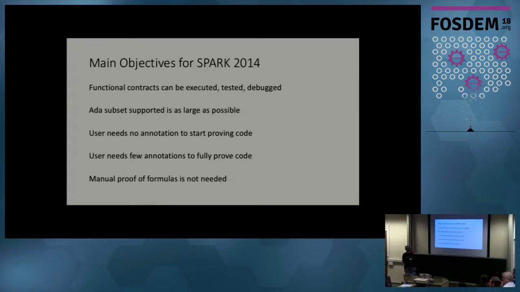Then you might want to go further than that at some point, but you want few annotations to fully prove the code. We'll see what few means. What we want really here is that it's not super hard to get beyond the initial steps. The last one, we'll also need a bit of background, is that manual proof is something really hard that people usually don't want to do unless you're a proof geek. So we want manual proof to be not required.